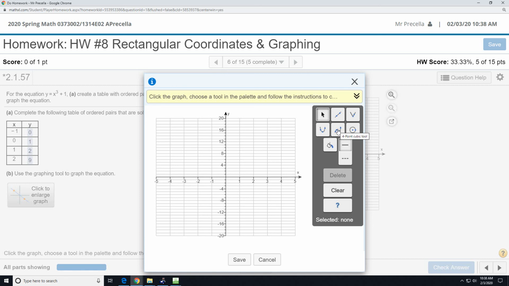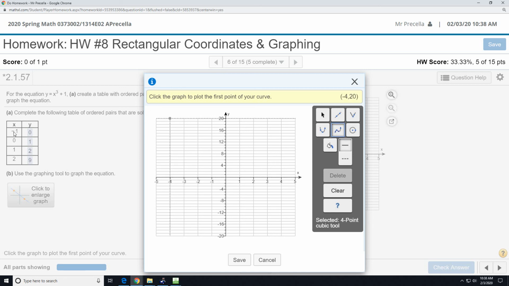The 4-point cubic. And this one's not tricky. You just plot the 4 points in the order that they're listed. The first one, -1, 0. Am I at -1, 0? Yes. Then over 0, up 1. Right 1, up 2. Am I right 1, up 2? Yeah. All this tool is doing is connecting the dots. At this point, it looks like a line, but we know it's not a line.